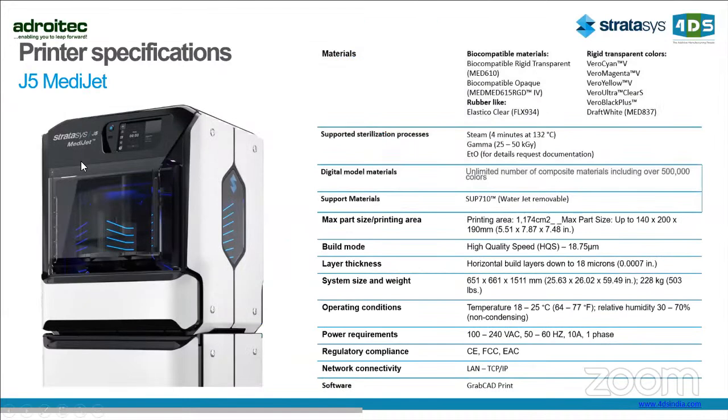These are the specifications of this machine, where we can print biocompatible, rigid, transparent, opaque materials, rubber-like Elastoclear, Vero Sand, Vero Magenta, Vero Yellow color, and Draft White. And these materials can be used after printing. We can place the parts in steam for 4 minutes at 132 degrees centigrade, which these parts can withstand, and gamma in the 20 to 50 range. And the part size of the machine is 140 x 200 x 190 mm.